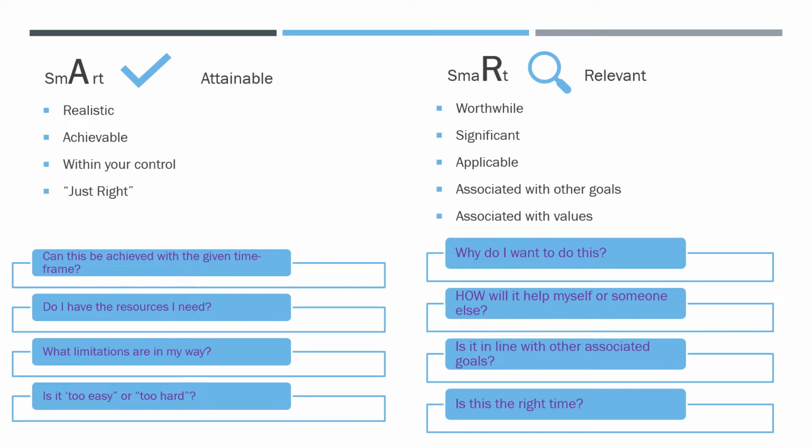Relevance is R. Why do you want to do it? How is it going to help you by achieving that goal? What is it going to do for you? Is it going to make you more efficient? Is it going to help you to be able to sleep better? Is it going to help you to run faster? Each goal needs to have an outcome that's desirable for yourself and maybe somebody else.